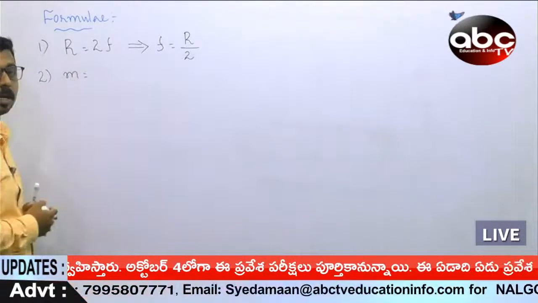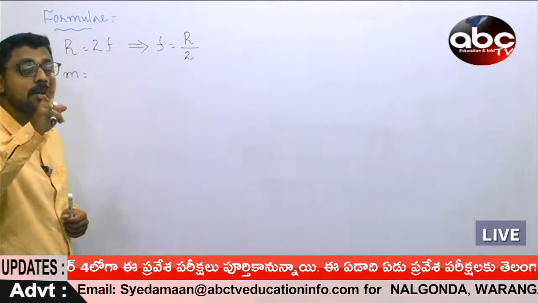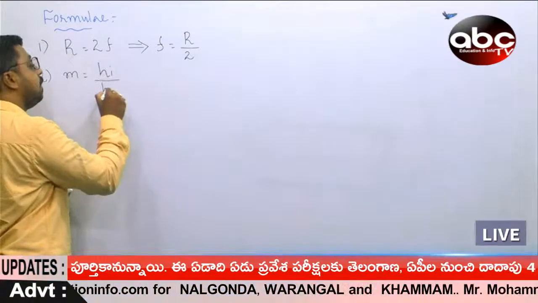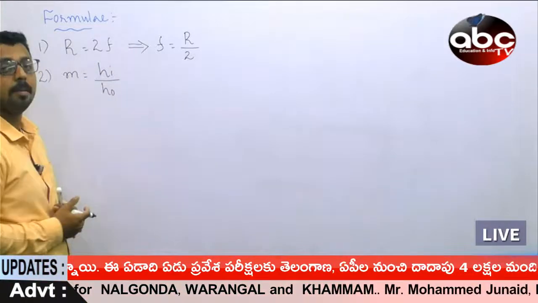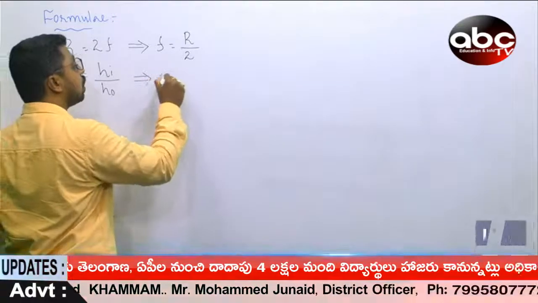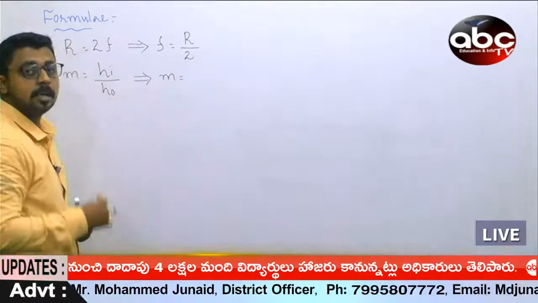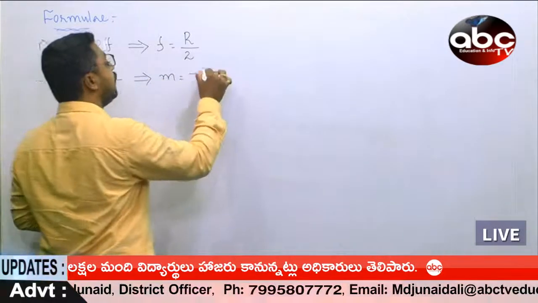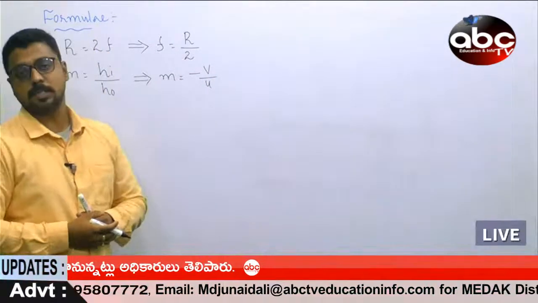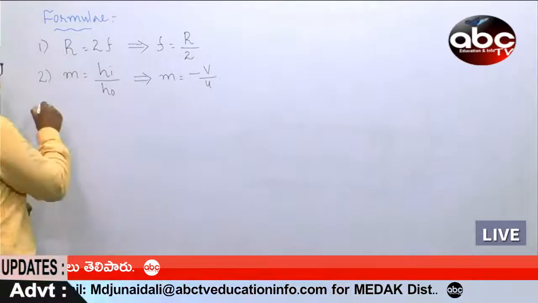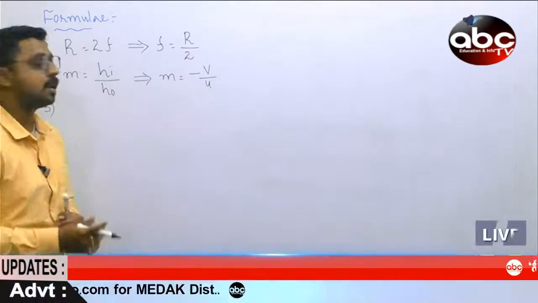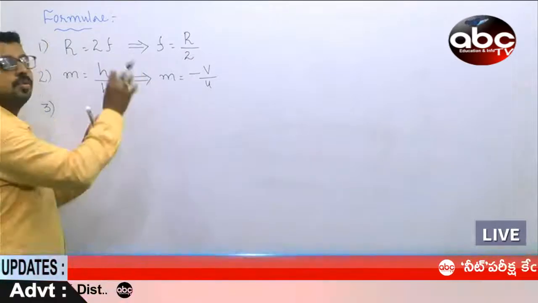Magnification is nothing but it has two strategic formulas. What are they? If given with the height of image by height of object. If it is given with image and object distance, it can also be termed as minus of v by u, that is image distance by object distance. So what about the next one? We are able to term into the next one, that is equalizing these two factors.